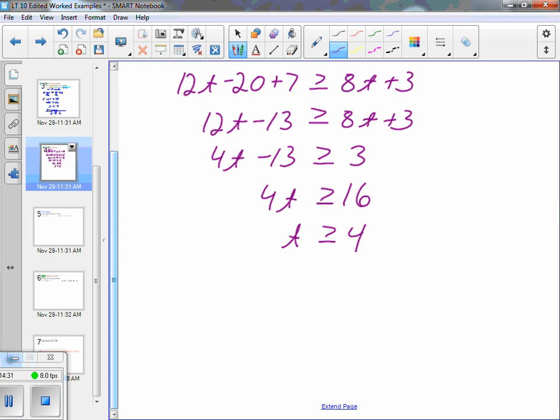So I made sure I included one where I didn't, because, let's face it, they're going to make you flip your sign fairly often. But not all of them need to have a flip sign ever. This one didn't. All right, so graph it.